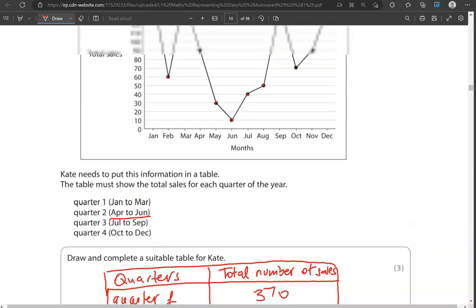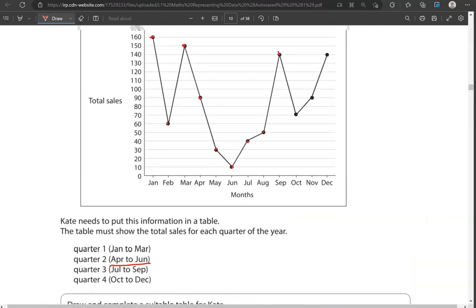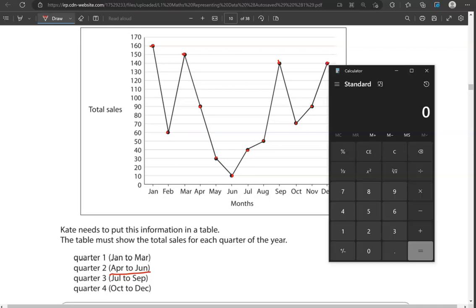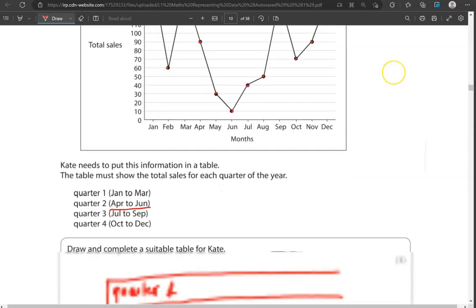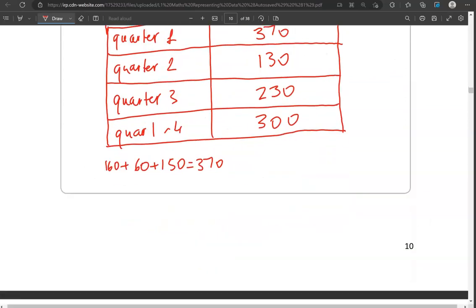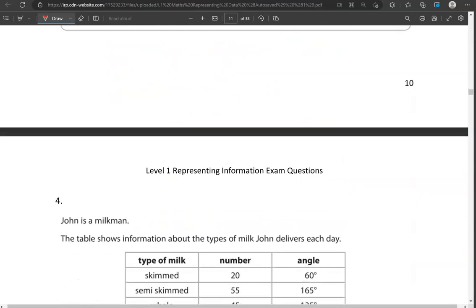And the last quarter covers October to December. So that is 70 and 90 and 140. So 300 in total. And that's the table complete.